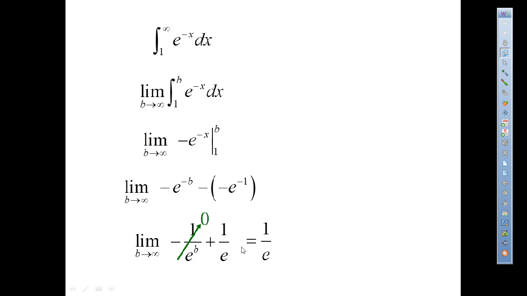Now that would also be the value of the area that this thing would approach as your x got larger and larger. So this integral converges.